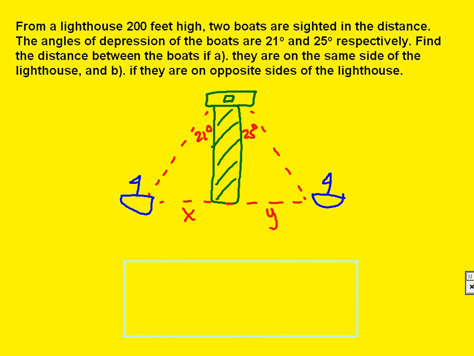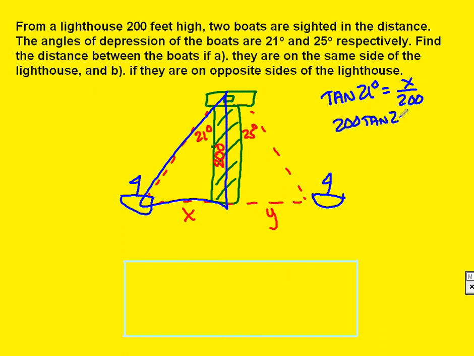Let's find this blue triangle first. I should have also said here, I need to know how high the lighthouse was. It was 200 feet. So starting with the blue triangle over here, it's tangent of this angle because it's opposite over adjacent. So tangent of 21 degrees will equal opposite over adjacent. It's up high, so I multiply. So 200 tangent of 21 degrees is equal to x. That means I should get an answer of about 76.77 feet.